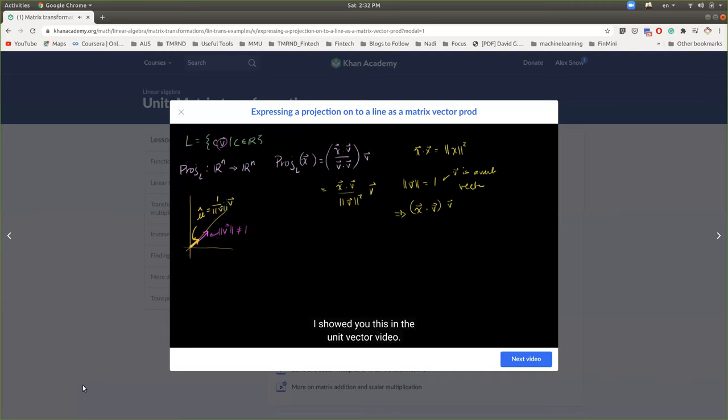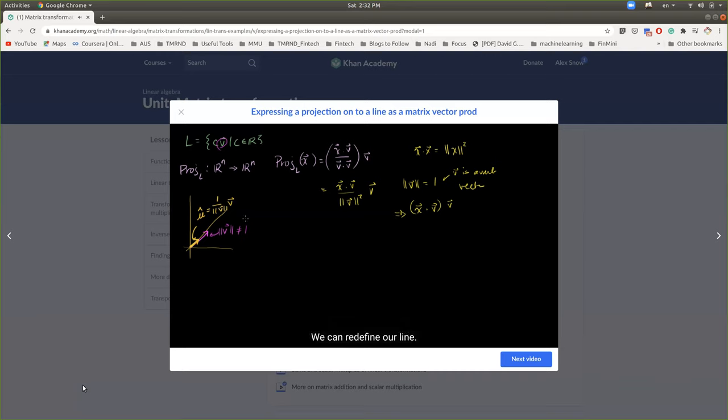I showed you this in the unit vector video. You can construct a unit vector that goes in the same direction as any vector, essentially just by multiplying that vector times 1 over its length. So in general, we can always redefine the line, right? All of the possible scalar multiples of v are going to be the same thing as all of the scalar multiples of our unit vector, u, which is just a scalar multiple of v, right?